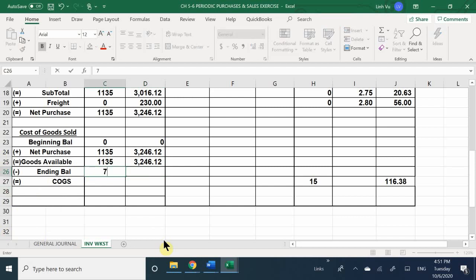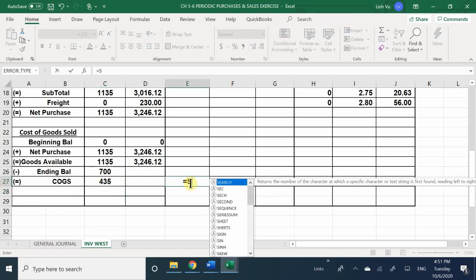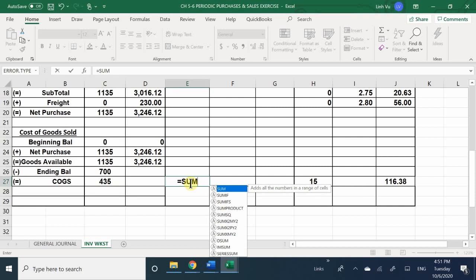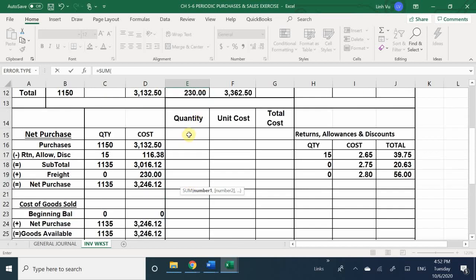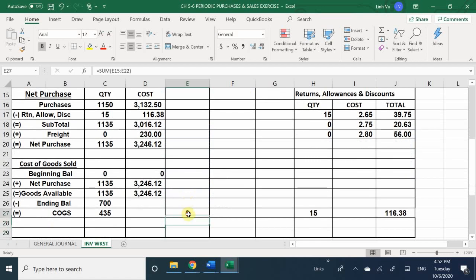So for our ending balance, we know that we have 700 items on hand. What is the total amount of cost of goods sold? How many items did I sell? 435. Okay, so now it's time to calculate my cost of goods sold. I'm just adding my formula here so I can keep good track of the amount of items I sold.